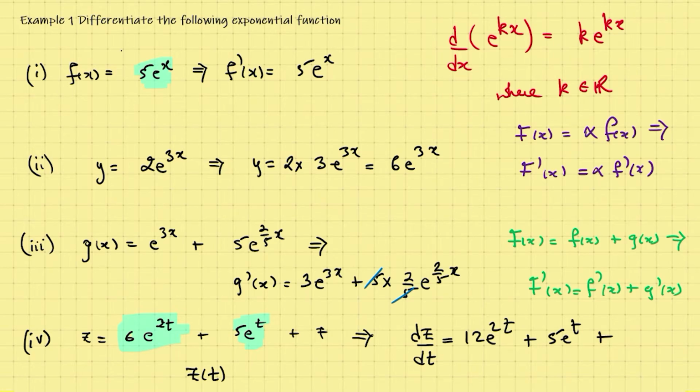And finally, a constant function. Well, that's just a polynomial, and we know constant functions differentiate to give us 0. So in fact, I need not even write it down. So we've now been able to work out derivatives of some exponential functions. In the next example, we will look at derivatives of slightly more complicated exponential functions.